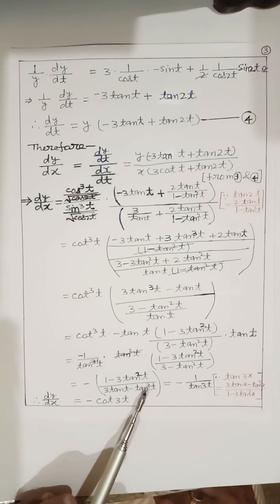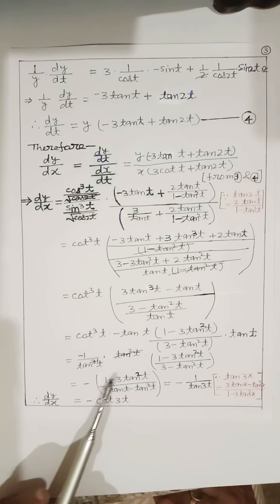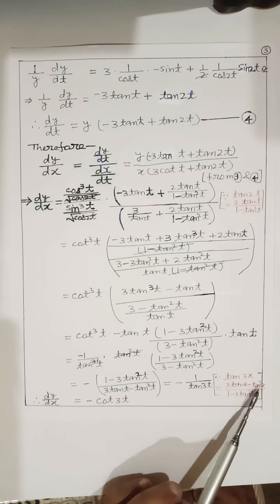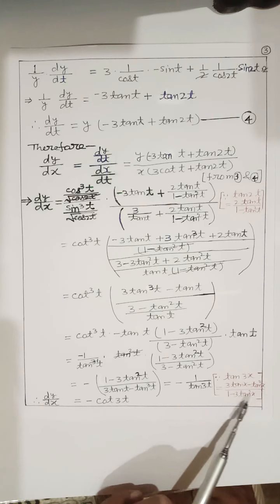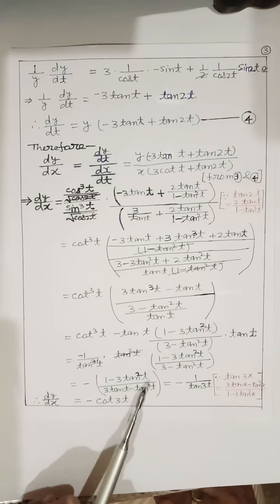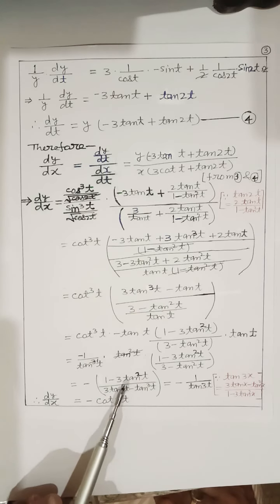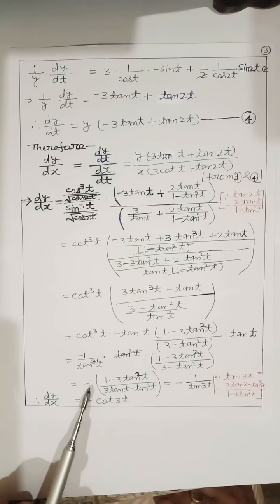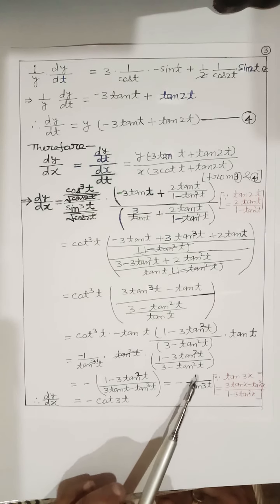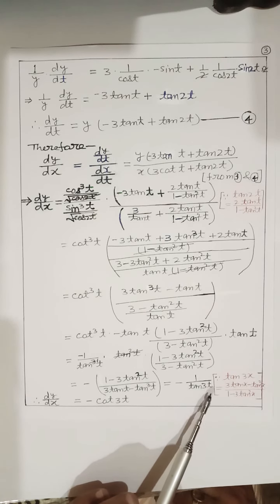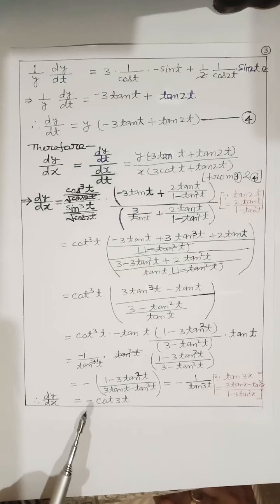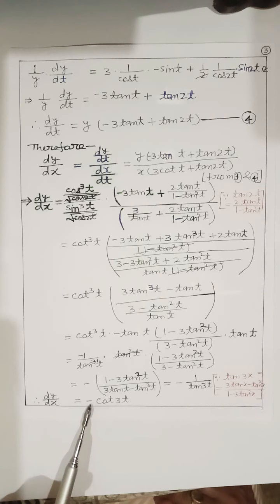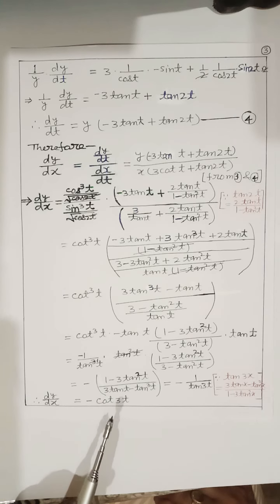Finally we get minus (1 minus 3 tan square t) by (3 tan t minus tan cube t). Dear students, this is the expression of the identity tan 3x, which is (3 tan x minus tan cube x) by (1 minus 3 tan square x). So we have written this is the reciprocal of this here. So we can write minus 1 by tan 3t, and this is equal to minus cot 3t. So dy/dx is equal to minus cot 3t.